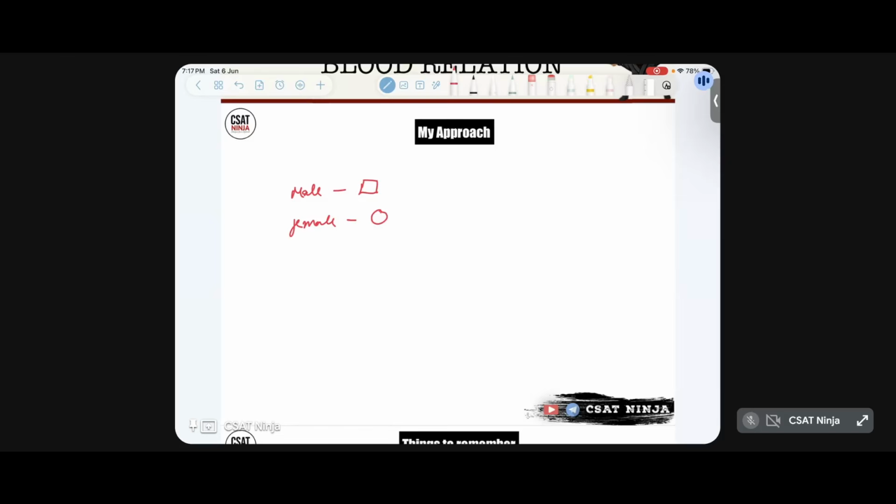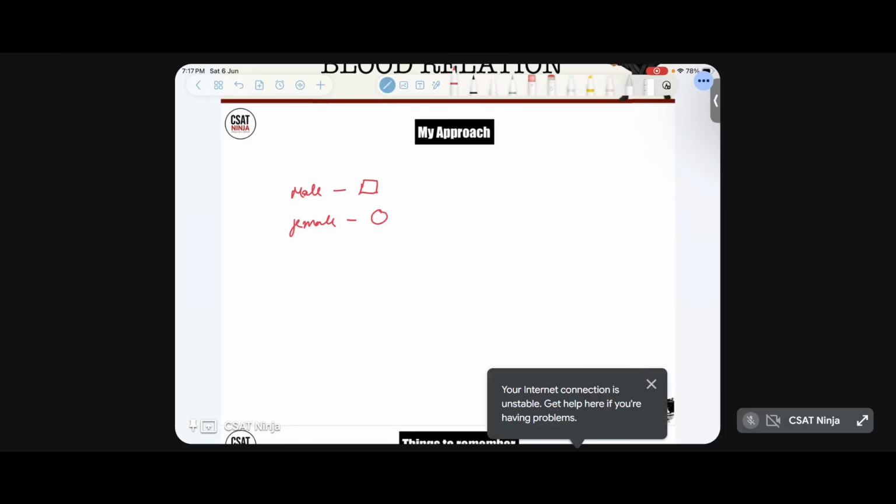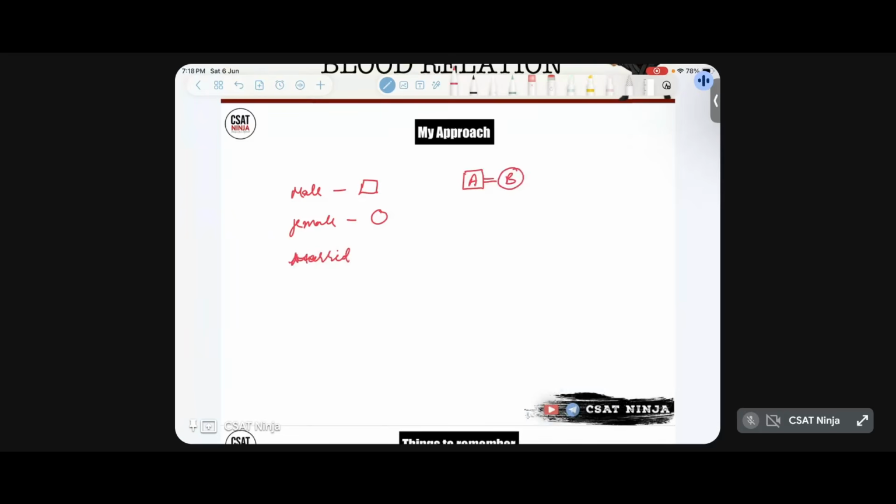And if I want to represent a married couple, let's say A and B are a married couple, in that case, I'll just write A, then a line, then B. So which means that A and B are a married couple. A married couple I'm going to represent by a double line, and siblings, I'm going to represent by a single line.